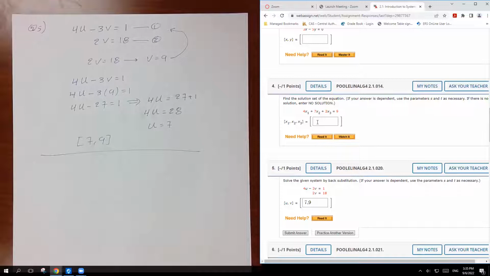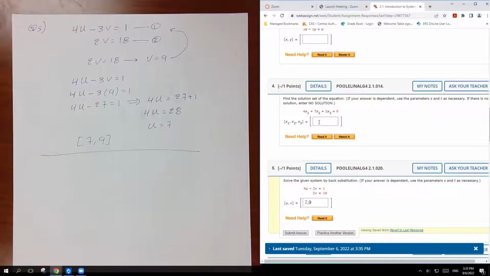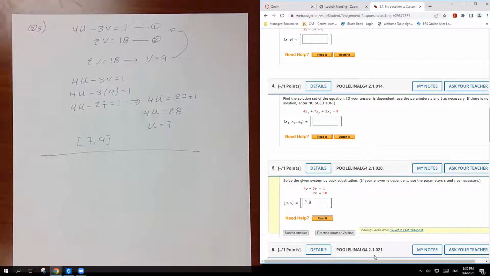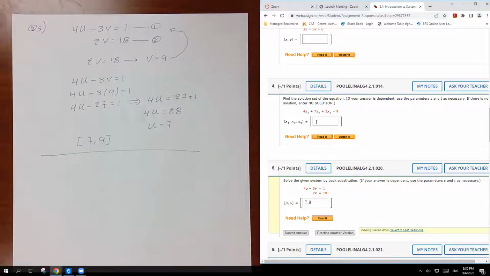For number 4, the same thing, and you're gonna enter your solution, I think, with comma. So you have to enter your solution with comma, like x1, comma, x2, comma, x3, comma.